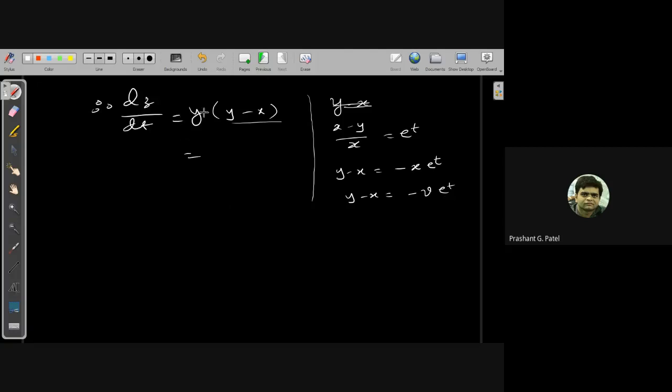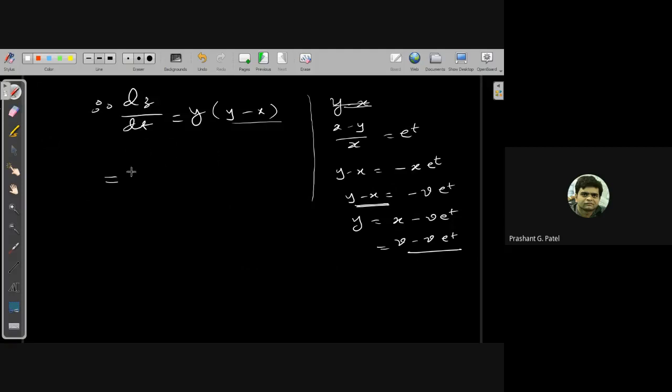And what about y? Y we get from this: x minus v e power t. So the value of y, x is v, so it is v minus v e power t. So that's why the value of y is this and the value of x minus y is this. We'll substitute here.